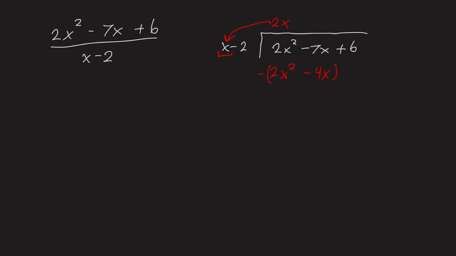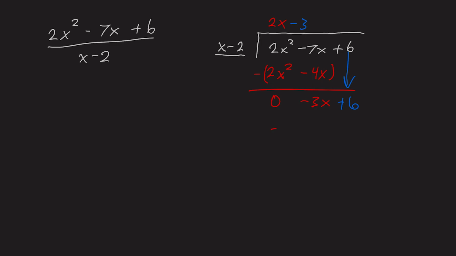Okay? So now we come down here and we do our subtraction. What's 2x squared minus 2x squared? 0. What's negative 7x plus 4x? That's going to be negative 3x. So now I'm going to bring down my 6 and I'm left with negative 3x plus 6. And now it's time for me to do my division again. I find my highest order term here. What do I need to do to x to get to negative 3x? I need to multiply by negative 3. So that becomes the next part of my answer.